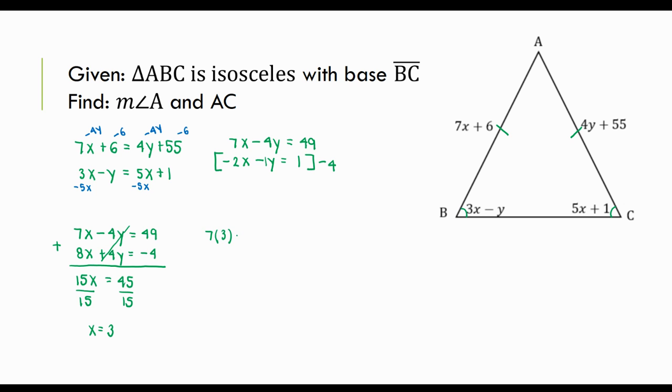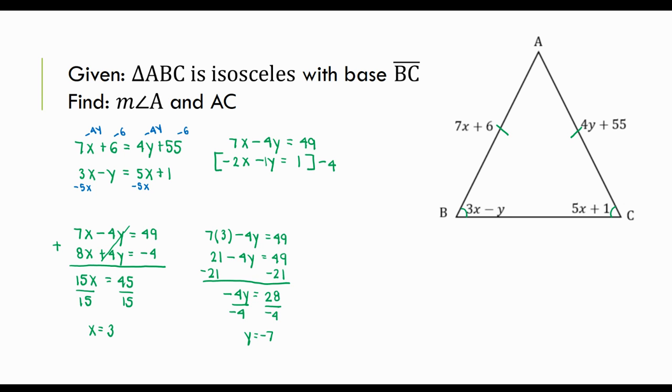So I'm going to have 7 times 3 minus 4y equals 49. So I'll have 21 minus 4y equals 49. I'll subtract 21 from both sides. That'll give me a negative 4y equal to 28. And then when I divide both sides by negative 4, I'll get y to be negative 7.